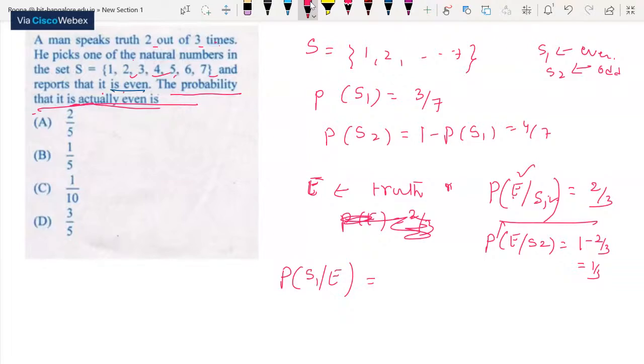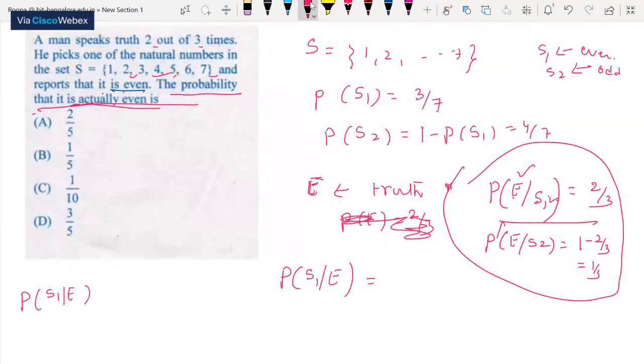Suppose you are confused about these things, observe the question. First write the question. I tell the students this in class also. He reports it is even; he speaks the truth, it is even. The probability that it is actually even means speaking the truth comes first. I want to find out S1 given E.